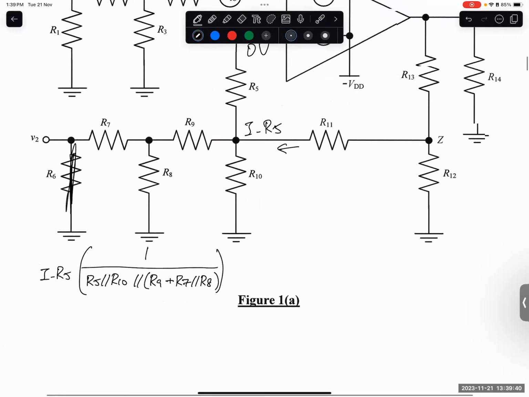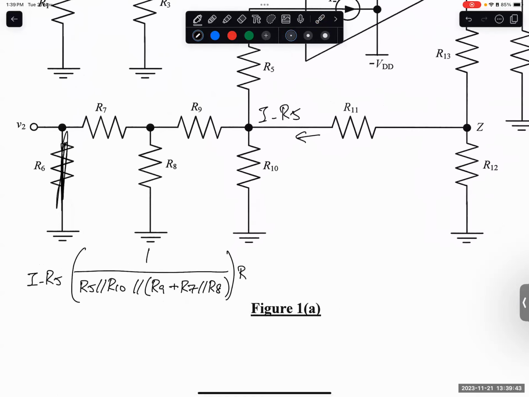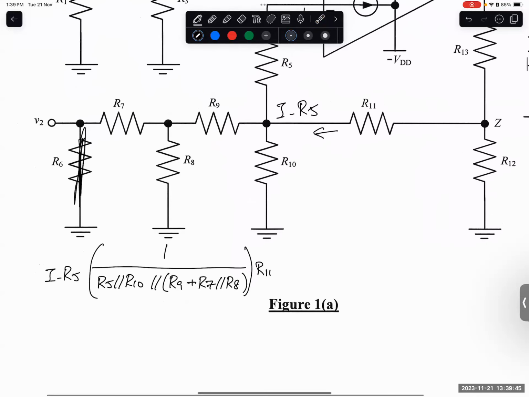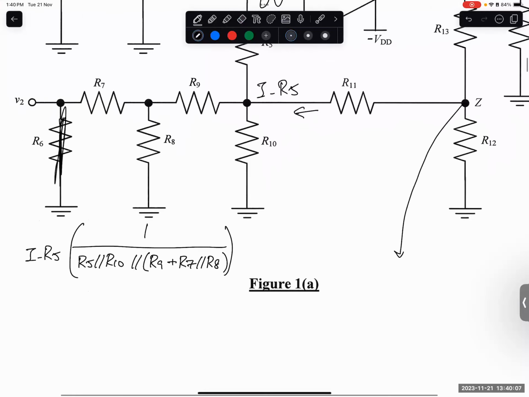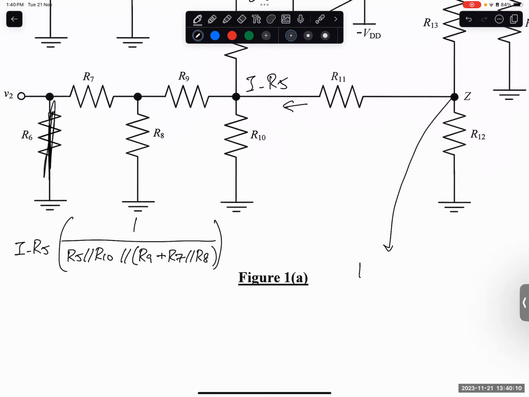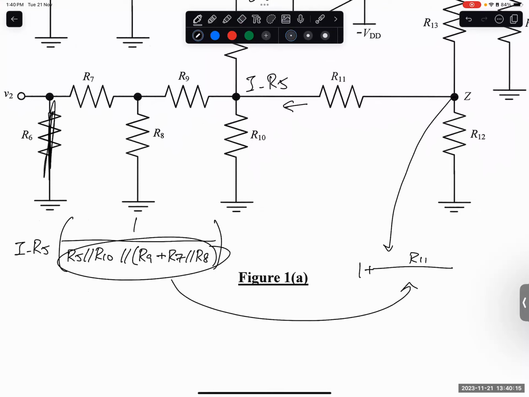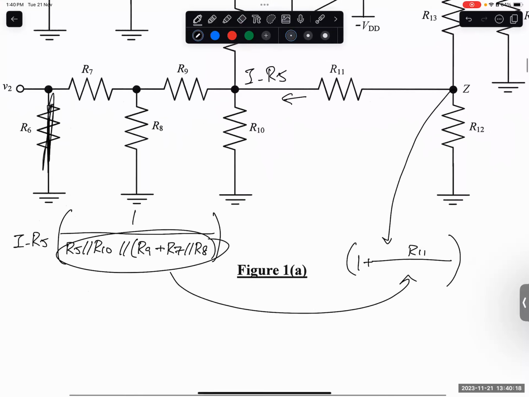Okay, then this one we need to multiply by R11 to become VZ. Wait, let me see. No, not multiply by R11, not that simple. We need to do 1 plus, yeah. So to get the Z, it's just 1 plus R11 over all this thing here, put inside here. Then here multiply by I minus R5.